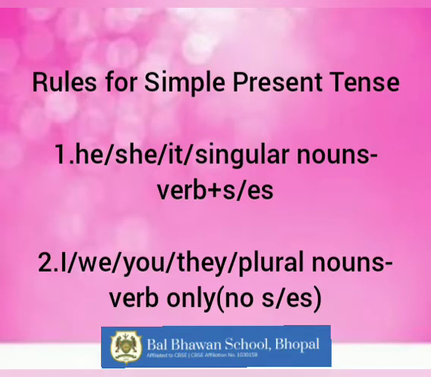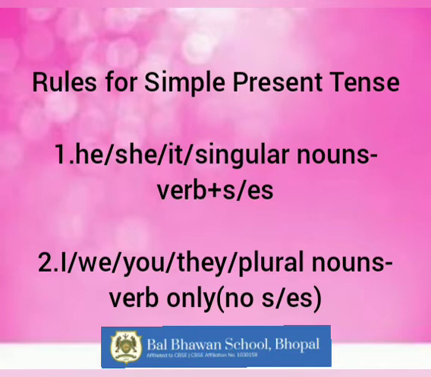Let's see how we use the verbs in simple present tense. Rule 1. With he, she, it or any singular noun, we add an s or an es to the verb, okay, to make it singular. So a singular noun will have a singular verb.